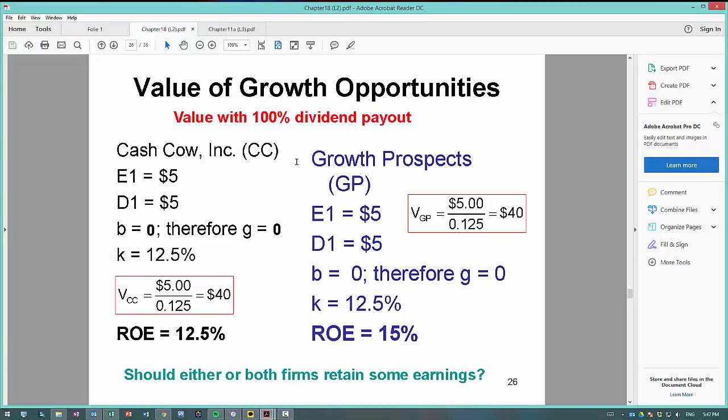Now here, what's going on here? There's a company called Cash Cow. Cash Cow is just a generic label that you would give any company, which is not particularly exciting. It's stable. It's been around for some time, and it's got a steady cash flow.